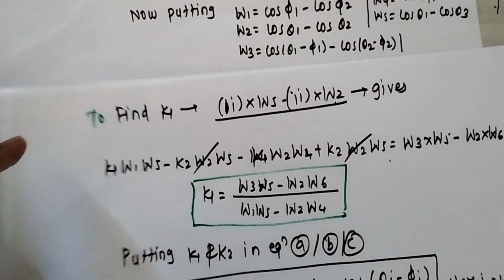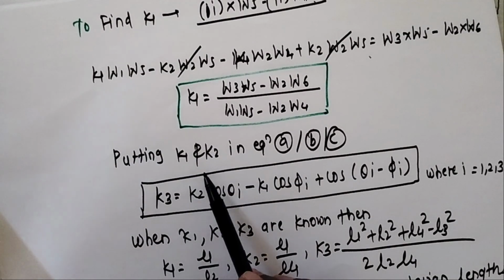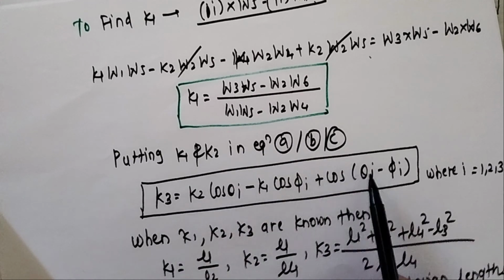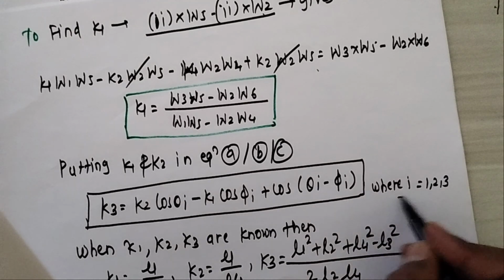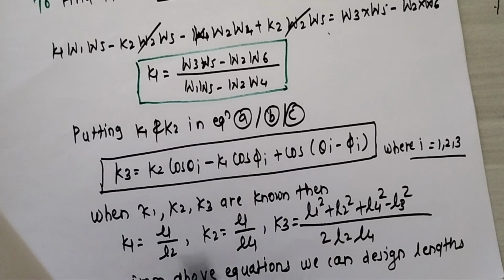How we solve? Already we discussed. We get K1, K2. Once we know K1, K2, to obtain K3, we will put the value of K1 and K2 in any one of the equations A, B, C to obtain the value of K3 for any position. That's why I wrote I here, where I varies from 1 to 3. 3 accuracy points we discussed. And if we know K1, K2, K3, then we know these 3 equations in terms of lengths. And if any one length is known, then we will obtain the values of the remaining lengths.